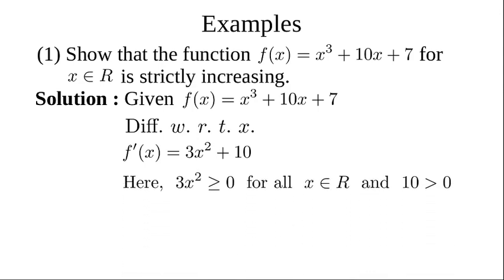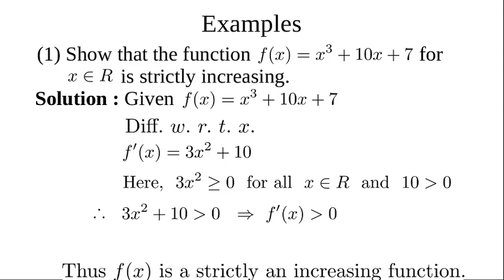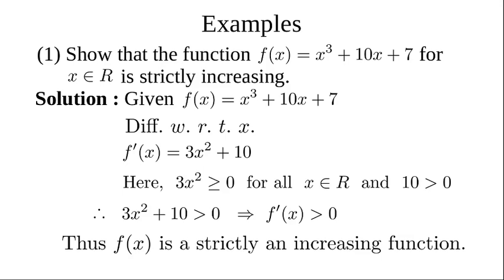Here 3x square greater than or equal to 0 and 10 is greater than 0. Therefore, we get 3x square plus 10 is strictly greater than 0. That implies f dash of x is greater than 0. Thus, f of x is strictly an increasing function.